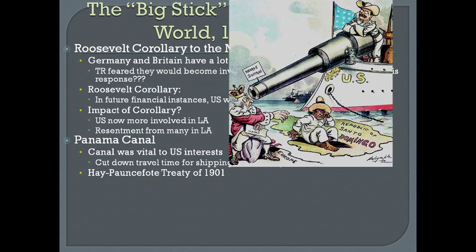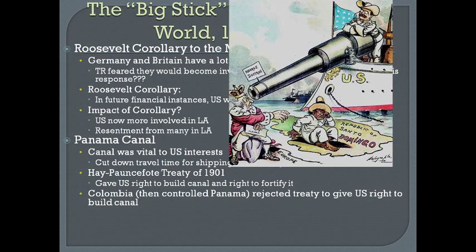And so the U.S. was able to create something called the Hay-Pauncefote Treaty of 1901, which gave the U.S. the right to build the canal and the right to fortify it. However, the problem was Colombia, which controlled Panama back then. Panama was not an independent nation. It was a territory controlled by Colombia. But Colombia rejected the treaty to give the U.S. the right to build the canal.